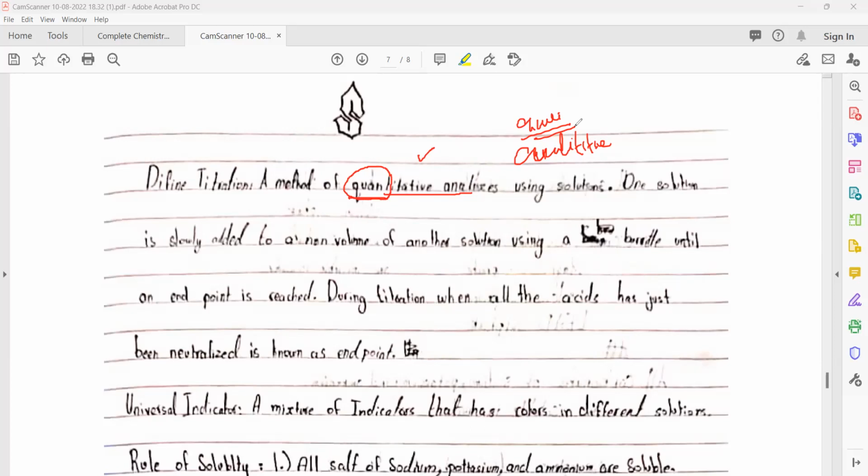Okay. Now let's go down to see the remaining part. Almost we have lost 10 to 15 minutes. Okay. I informed you before.